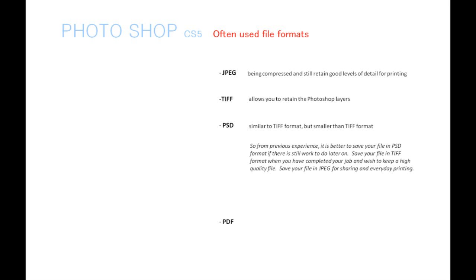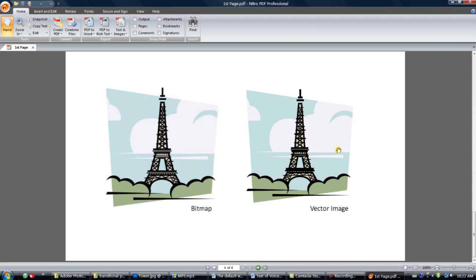Okay, the final format is called PDF, which means Portable Document Format. It is a document standard format, which allows scalable text, vector images, and bitmaps to be combined in one document. Here I want to explain the vector images and the bitmaps further.